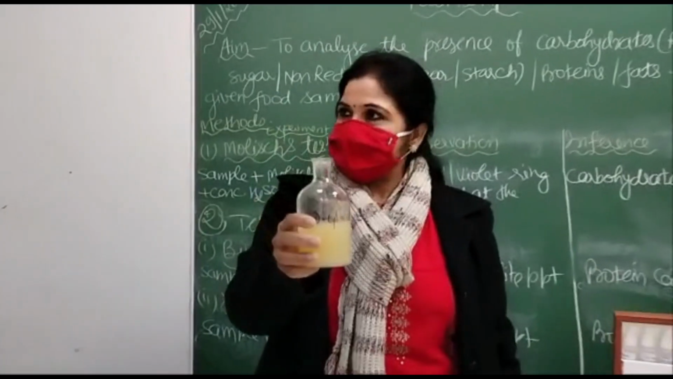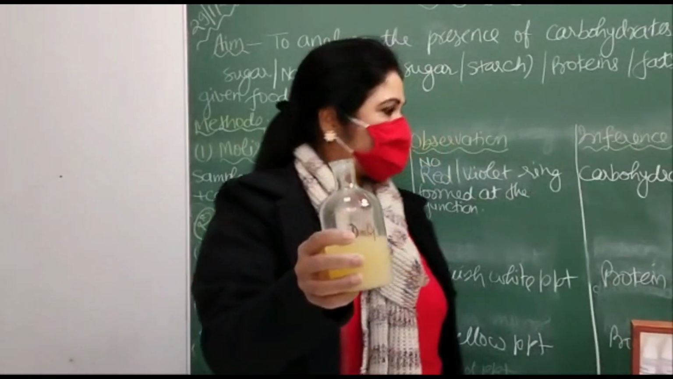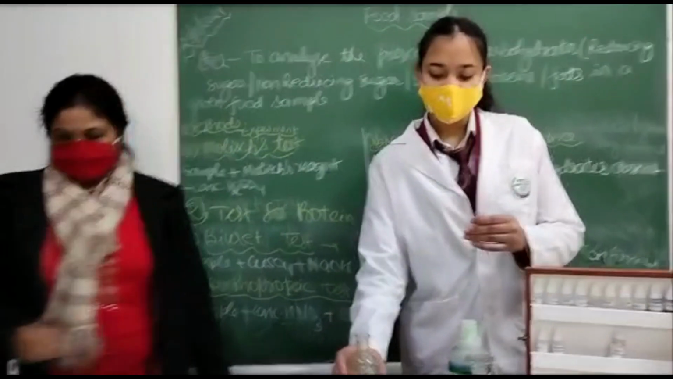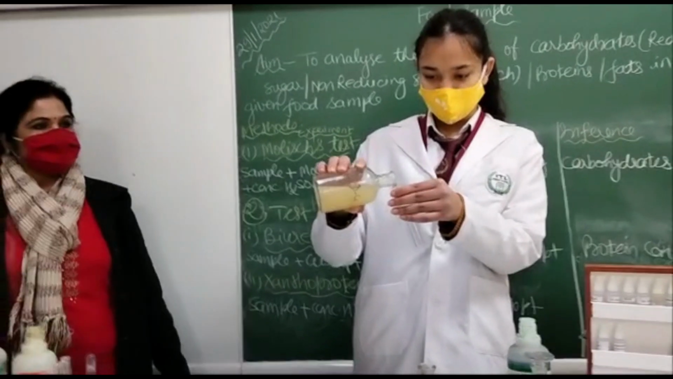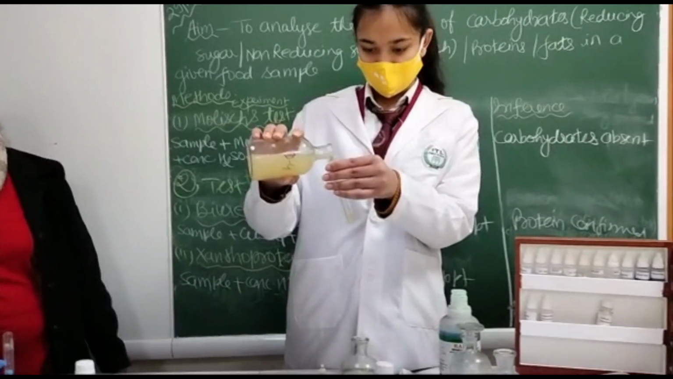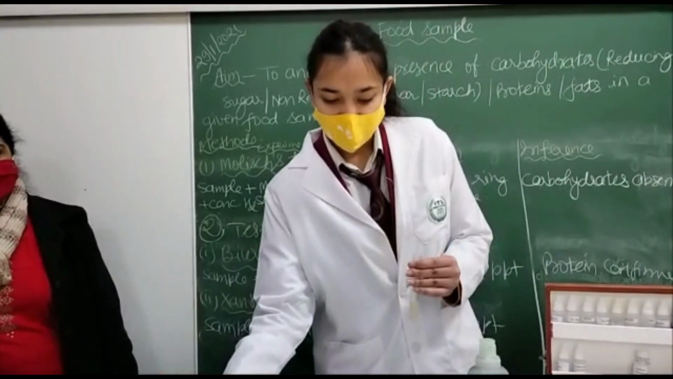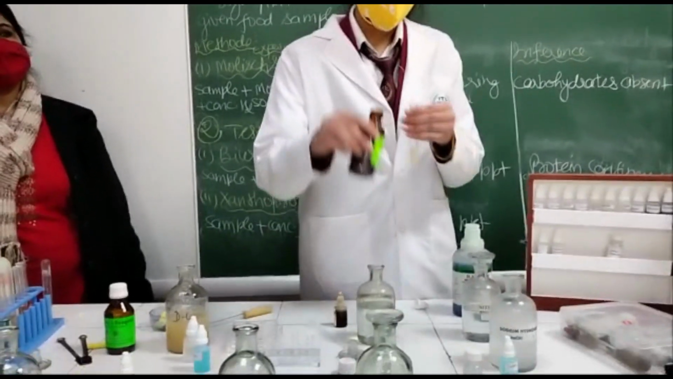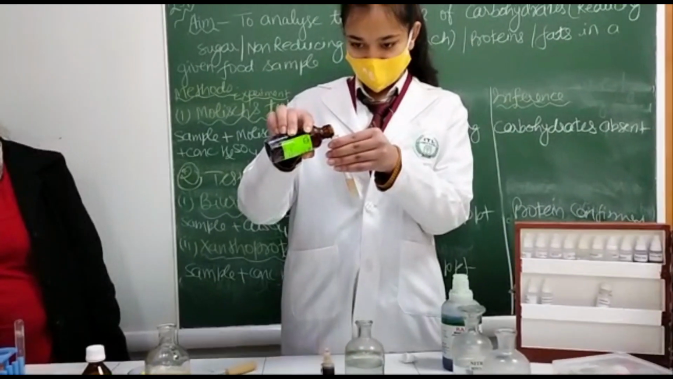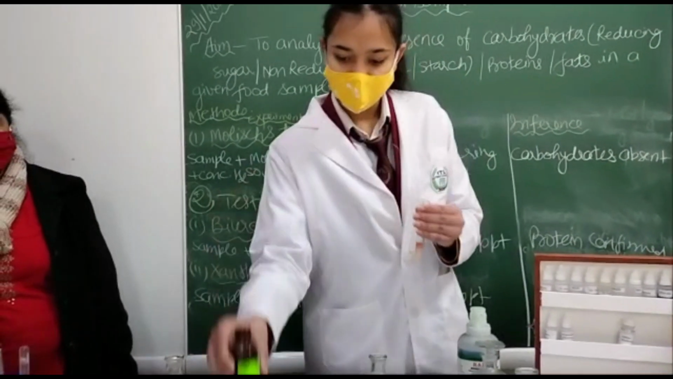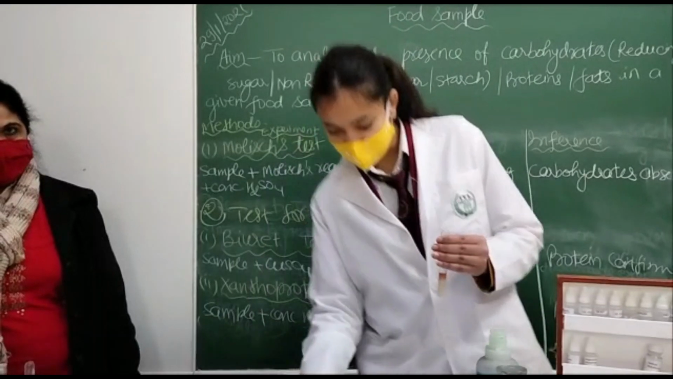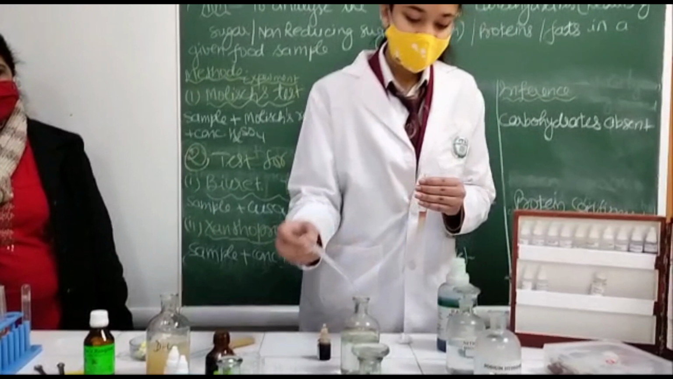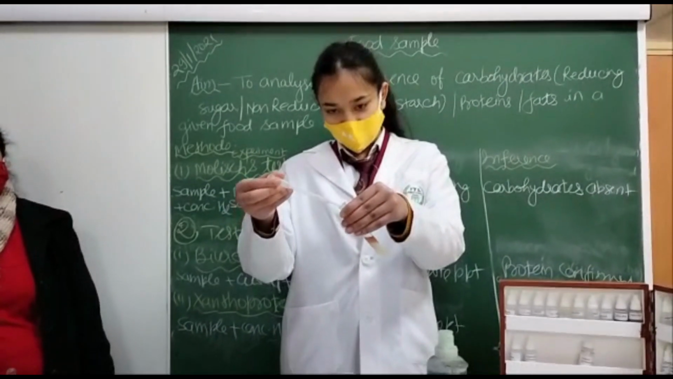Sample D. Okay, again we have to do this systematically. So you just come and do it. First, we have to put the sample in the test tube. Then we have to put the Molisch reagent. And then we have to put the concentrated H2SO4 by tilting the test tube, drop by drop.